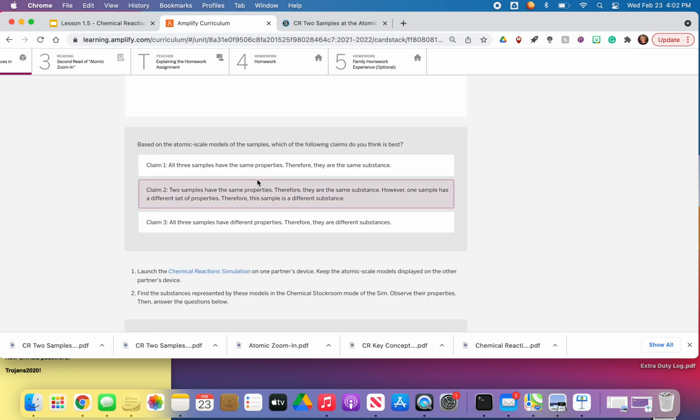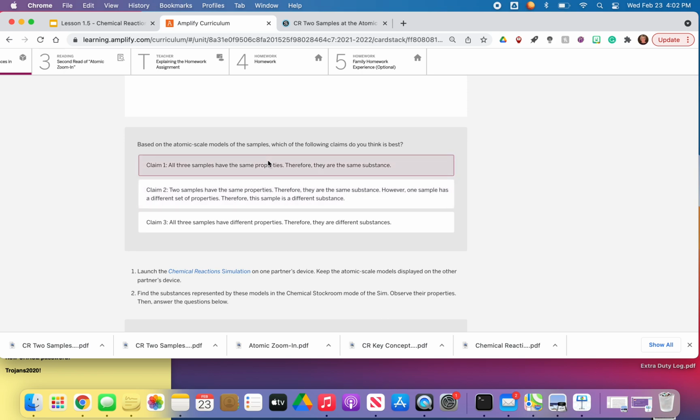Remember when it talked about the different properties like the color, the boiling point, the melting point? You're going to have to go in and see, do they have the same properties? Okay, if they do have the same properties, then you can go ahead and click claim number 1.